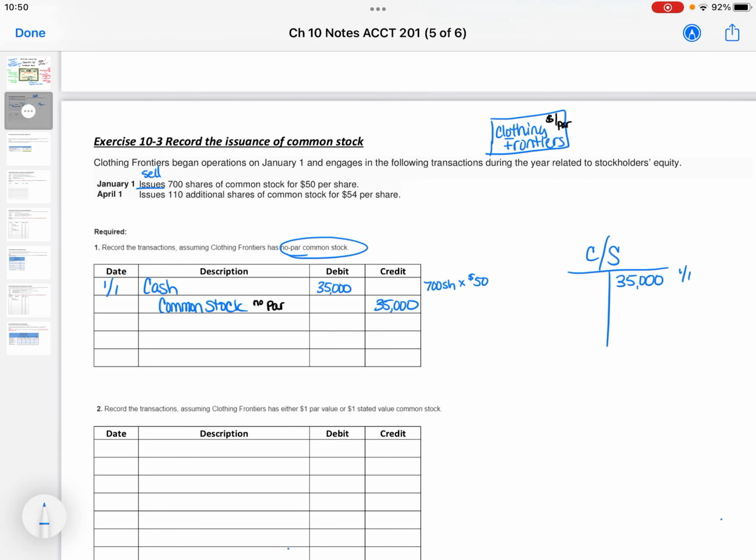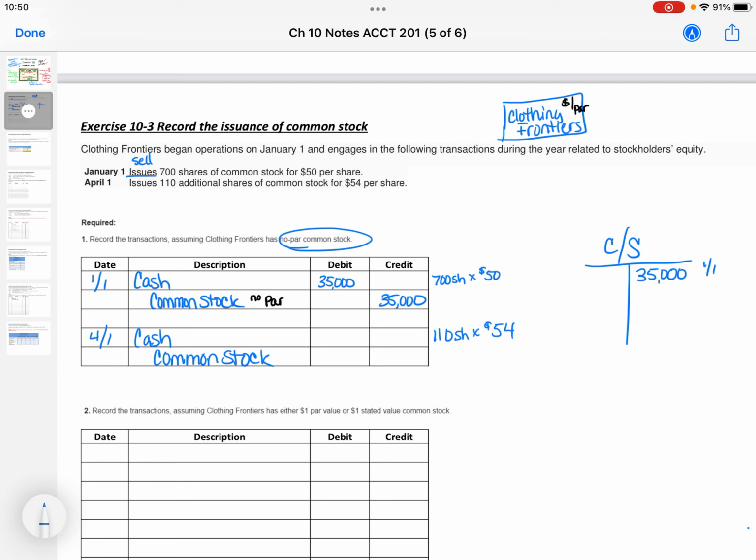Now the second entry, April 4th, we decide to sell more stock. Still no par, but you'll notice that my stock price has increased. So people are now seeing, hey, your company is doing good. I would like to value it a little higher. It's now $54 a share. So in total, we're collecting $5,940 just by multiplying the number of shares by the amount per share.